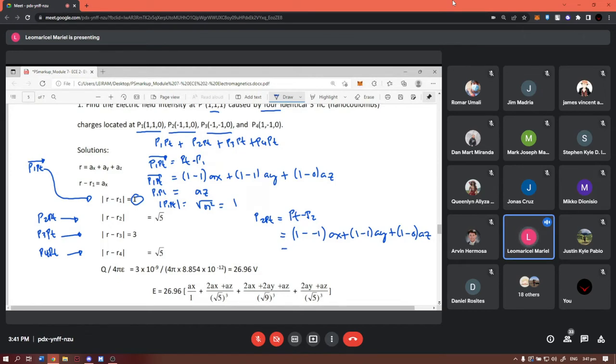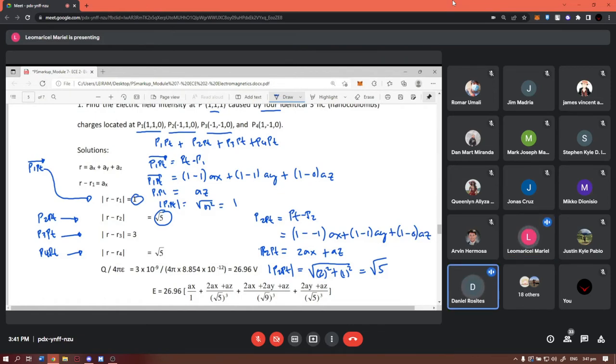Kaya kung kukunin natin yan, your P2 PT will be 2AX kasi 1 minus negative 1 is 2. Then, 0 na yon plus AZ. So, kung kukunin natin yung magnitude na to, P2 PT will be square root of 2 square plus 1 square. That will be square root of 5. Yun yung square root of 5 na yon. Nasusundan? Okay.